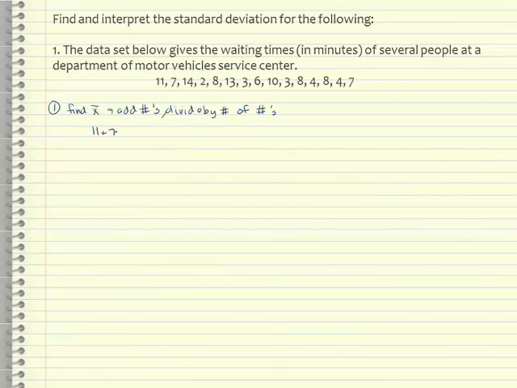So I'll have 11 plus 7 plus 14 plus 2 plus 8 plus 13 plus 3 plus 6 plus 10 plus 3 plus 8 plus 4 plus 8 plus 4 plus 7, which gives me 108. And then I need to divide that by the number of numbers. So I have 1, 2, 3, 4, 5, 6, 7, 8, 9, 10, 11, 12, 13, 14, 15 numbers. So I divide by 15, and that gives me 7.2.